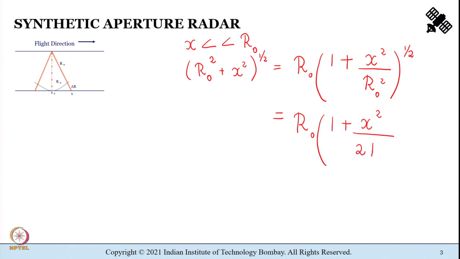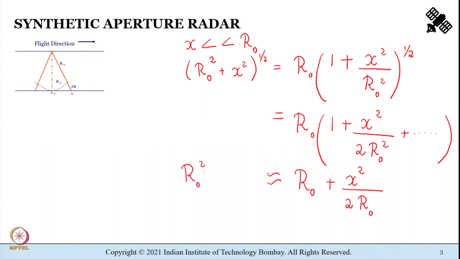And this again I can write by expanding in terms of x square by 2 R naught square, and of course, it goes on, which is nearly equal to R naught plus x square by 2 R naught. So, what is this? This is the square root of R naught square plus x square. I have used the binomial expansion to write this.